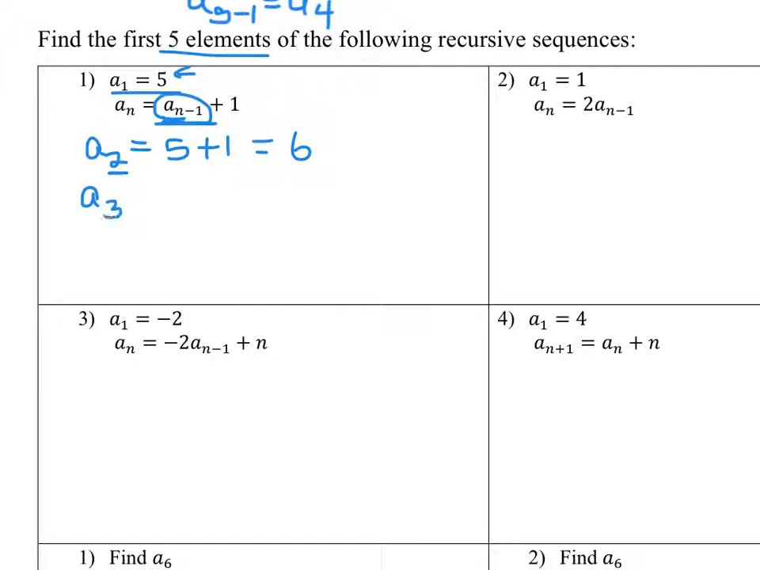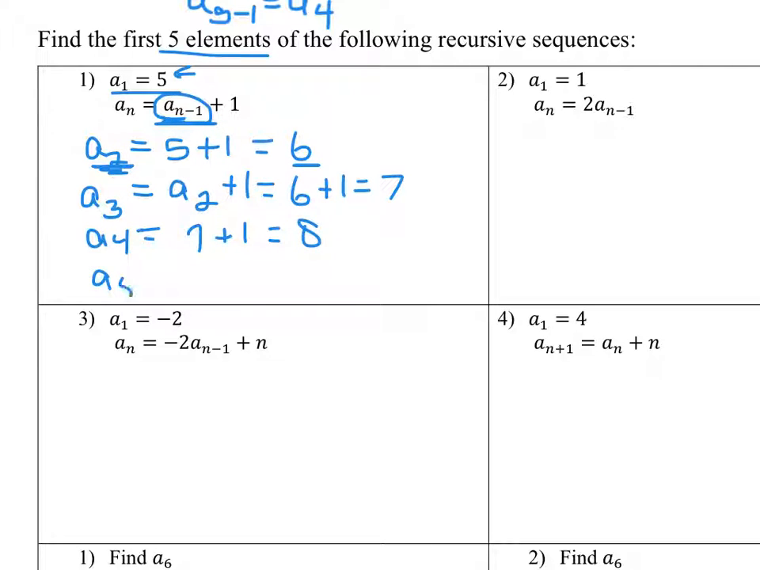So here, a sub 3. Well, I have to look at this thing right here, this a sub n minus 1, which would be a sub 2. I don't know why I put the parentheses there, so I apologize. I don't want to confuse you. So it's a sub 2 plus 1. So this is a sub 2. I just figured that out. So it's 6 plus 1, or 7. So a sub 4 would be 7 plus 1. And a sub 5 would be 8 plus 1. So the first 5 terms are 5, 6, 7, 8, 9.